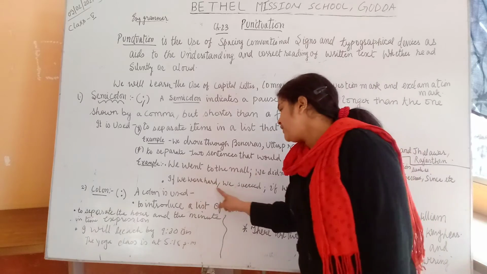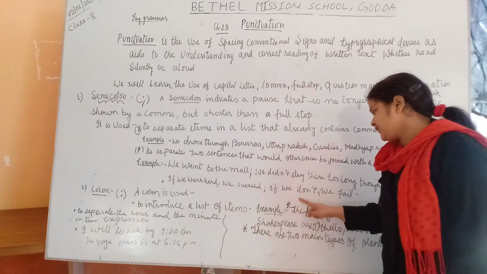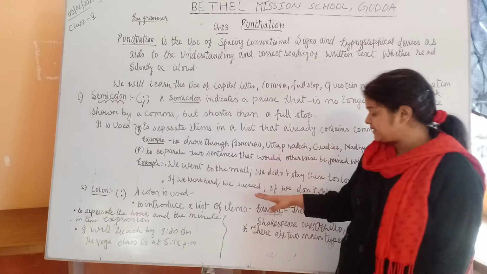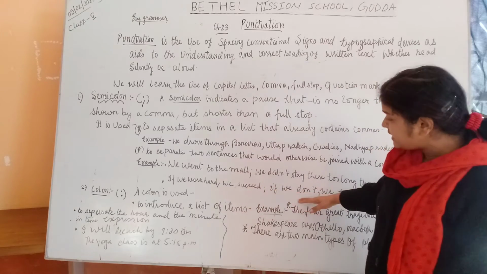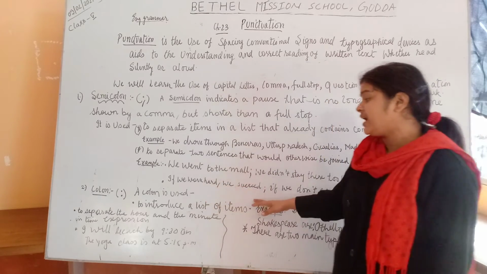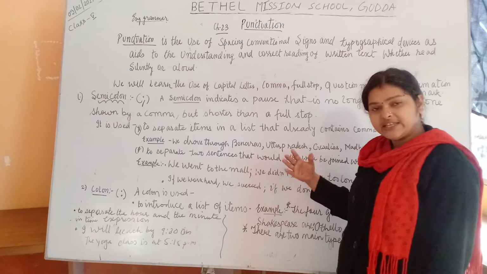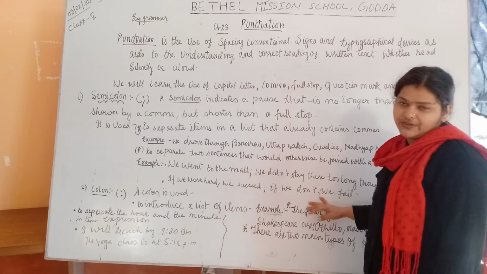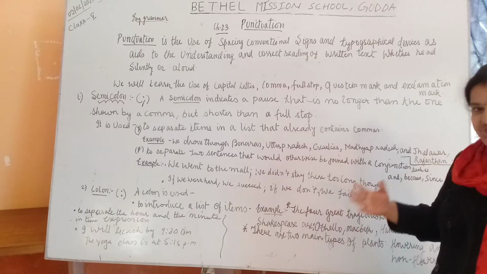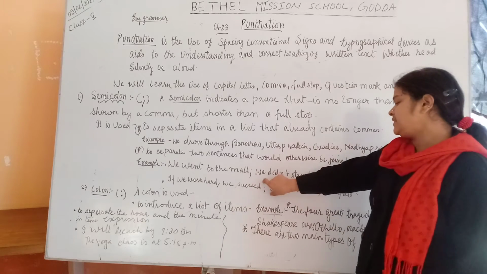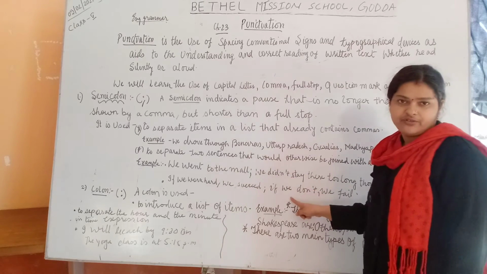So this sentence having two meanings is distinguished by the semicolon. Second one: if we work hard, we succeed; if we don't, we fail. That means here the semicolon separates the meaning, that if we work hard, then we can get success, but if we don't, we cannot achieve success. So the meaning distinction is done by the semicolon.